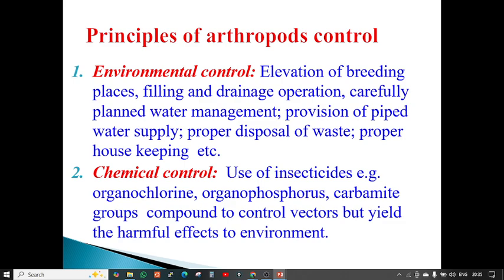Second is chemical control: use of insecticides, organochlorine, organophosphorus, carbamates, all different kinds of insecticides. When the flies and mosquitoes are too many, you cannot control them by environmental or neat and clean procedures. Then what you have to do is spray some chemicals in order to kill the mosquitoes or flies. So that is also chemical control. There are three kinds of insecticides: organochlorine, organophosphorus, and carbamates. These are the different groups of chemicals that can control these flies, mosquitoes, or vectors.